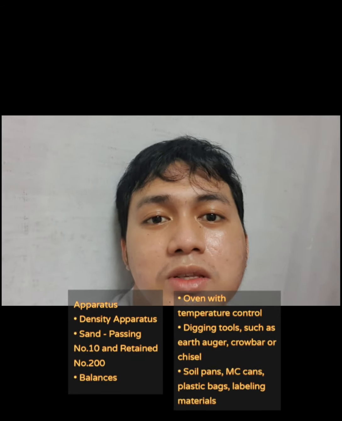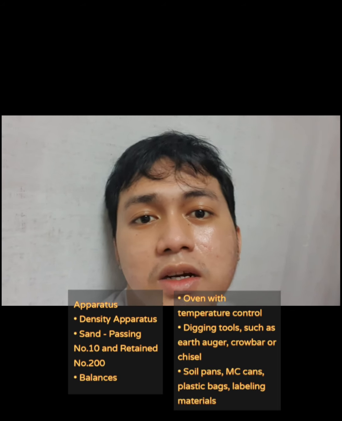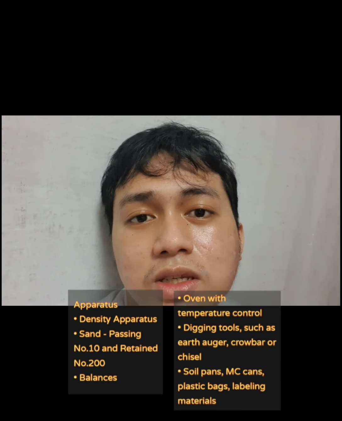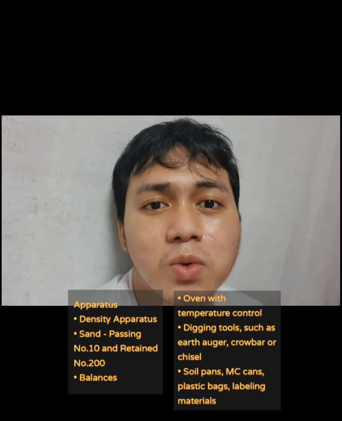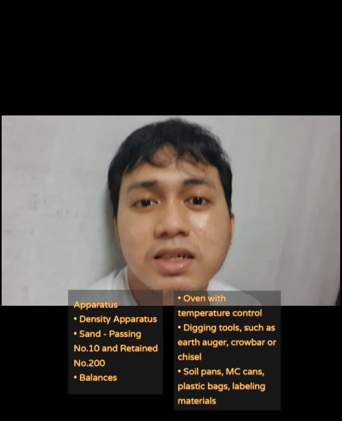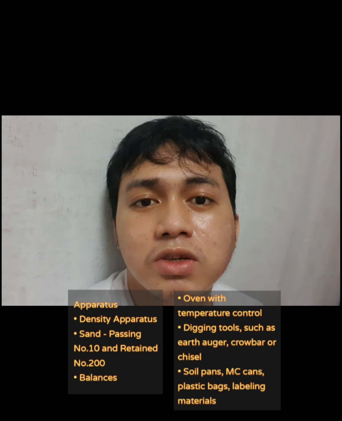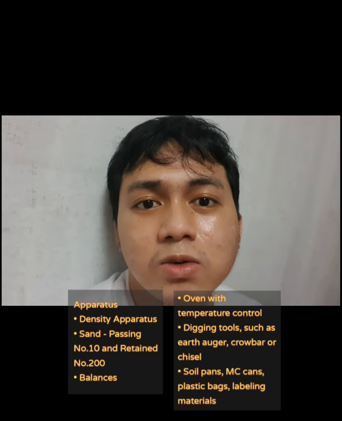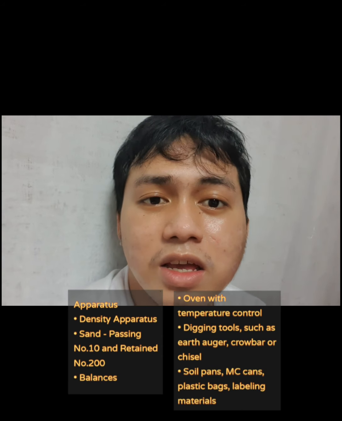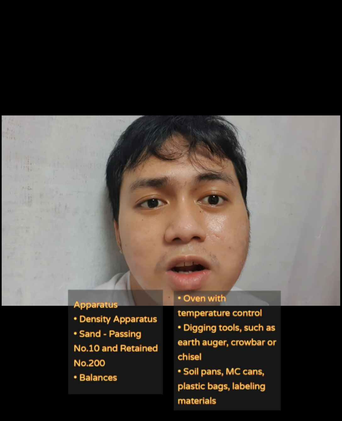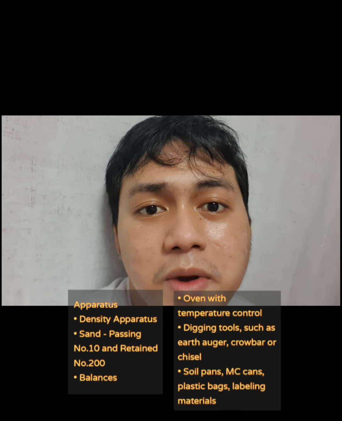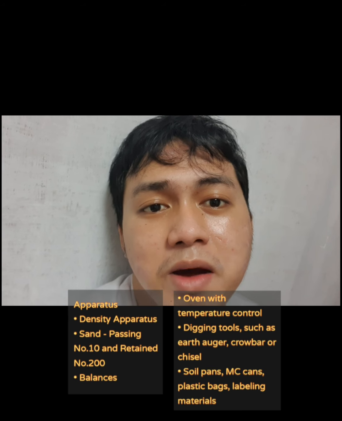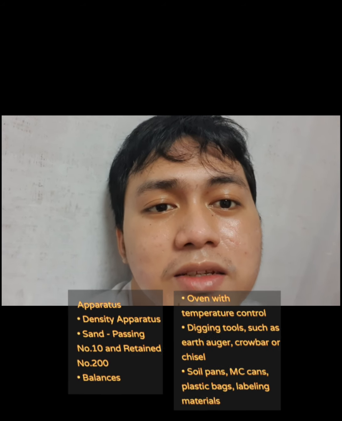The apparatus that will be used in this method are the density apparatus, sieves passing number 10 and retained number 200, balances, an oven with temperature control, digging tools such as an earth auger, crowbar, and chisel, then soil pans, moisture content cans, plastic bags, and labeling materials.